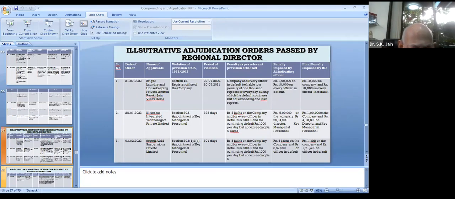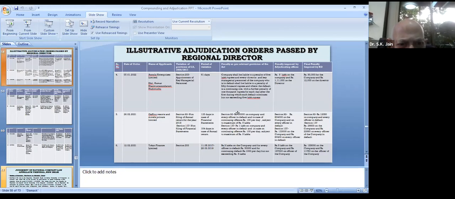The next order is 3/2/2022. In the case of Sogefi ADM Suspensions Private Limited, violation is of Section 203 again, delay is 304 days. The ROC has imposed a penalty of 5 lakh on the company and rupees 8 lakh 57,500 on officer in default, which has been reduced in case of the company from 5 lakh to 1 lakh, and in case of officer in default from rupees 8 lakh 57,500 to rupees 1 lakh 71,400.